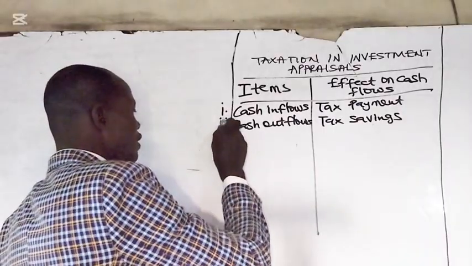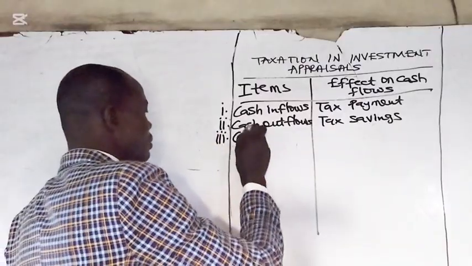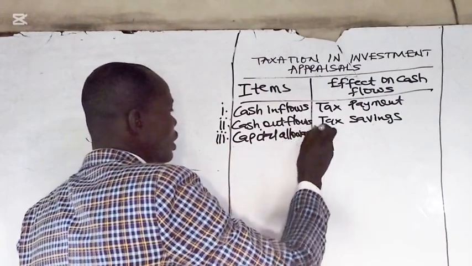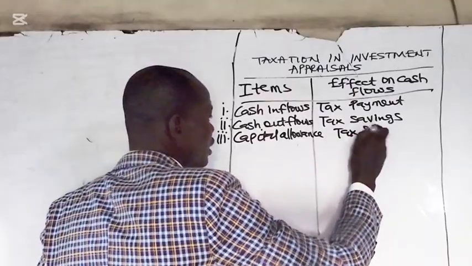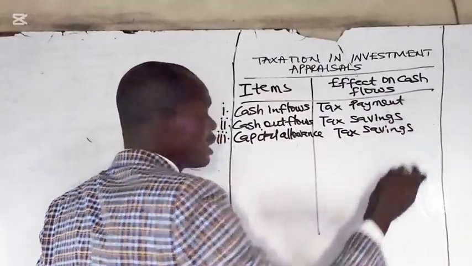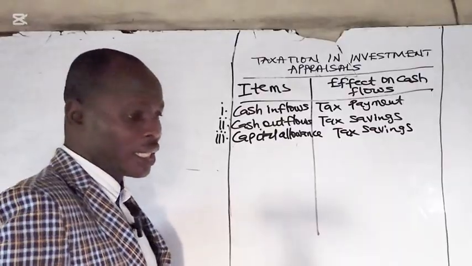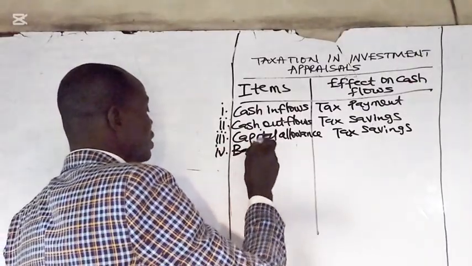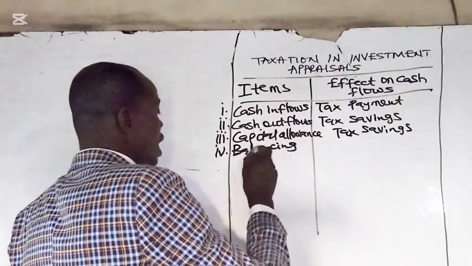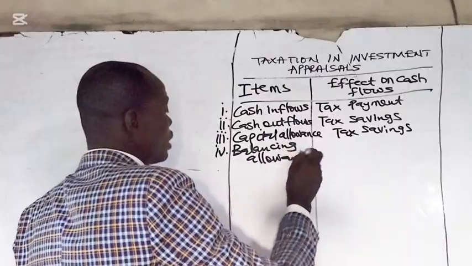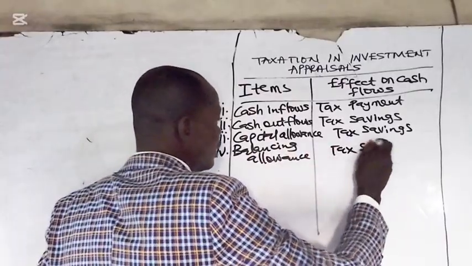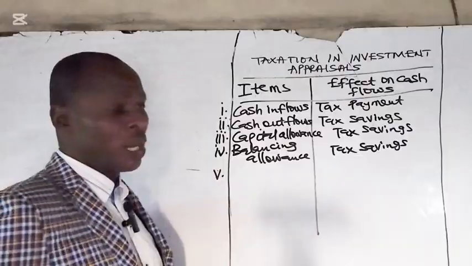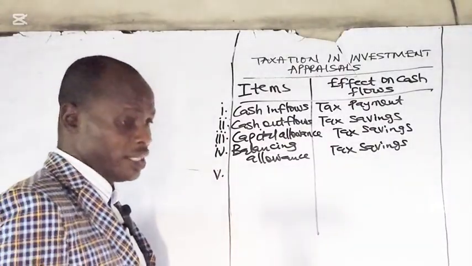Then we have capital allowance. Capital allowance will result in tax savings. Then number 4, we have balancing allowance. Balancing allowance will result in tax savings.